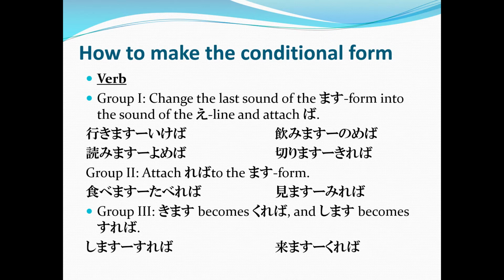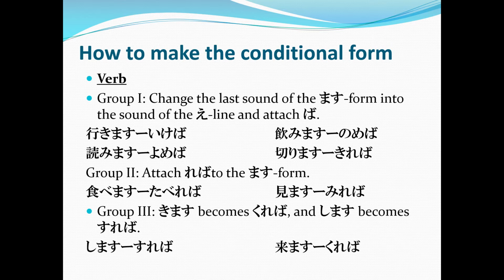Now, remember, convert the negative form of a verb. Example, ikanai is the negative form of ikimasu. To convert it to a conditional form, add nakereba to the nai form. Again, add nakereba to the nai form. So for group 1, ikimasu, ikeba, the negative conditional form is ikanakereba.